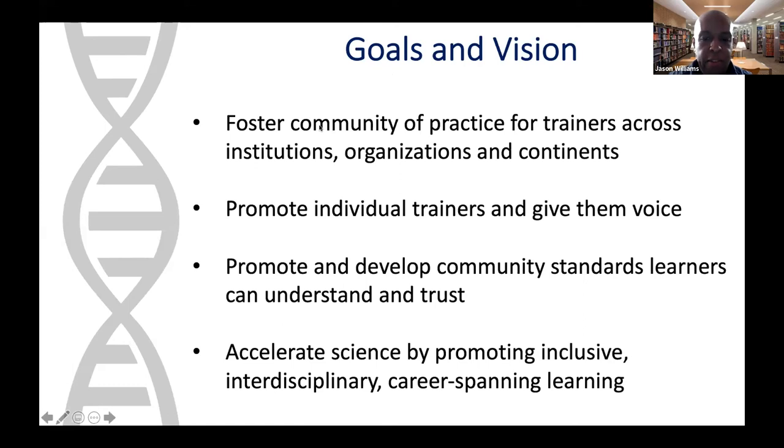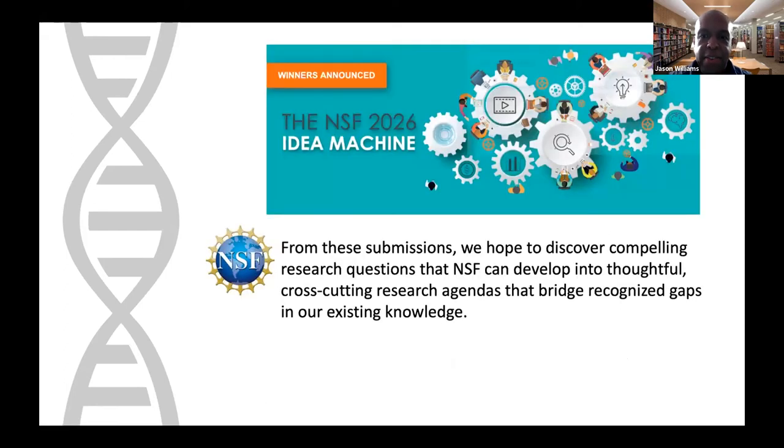And overall, the ultimate goal is to accelerate science by promoting inclusive, interdisciplinary, and career-spanning learning, and really normalize the idea that we're going to have to be trained in reinventing ourselves for our entire careers if we want to really be interdisciplinary. This was selected back in 2018 when I wrote it, and was actually selected by NSF as one of their next set of big ideas. So I hope that I see more activities and things coming around it, but it's a cool thing, and I'm glad to share it and maybe raise awareness of people who might want to interact.